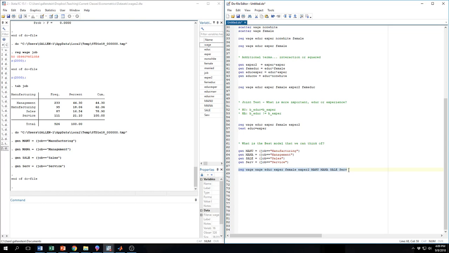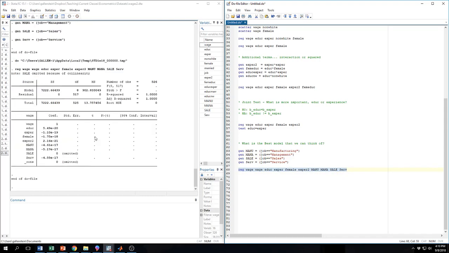I mentioned something called the dummy variable trap. That means you can't include a dummy variable for each of the different categories that correspond to a categorical variable. I've just done this. I've fallen into the dummy variable trap. I've included each of the four dummy variables. What happens if I do the dummy variable trap? Let's run it.